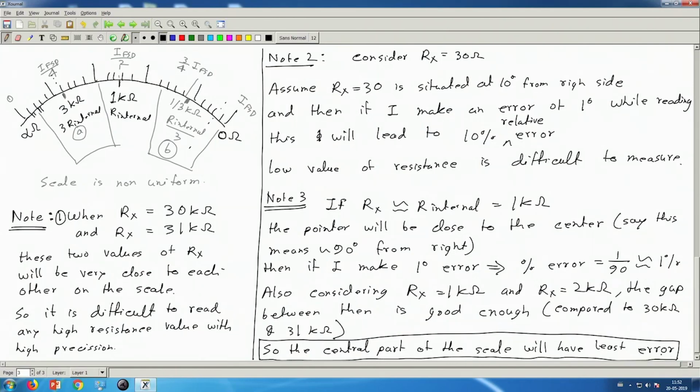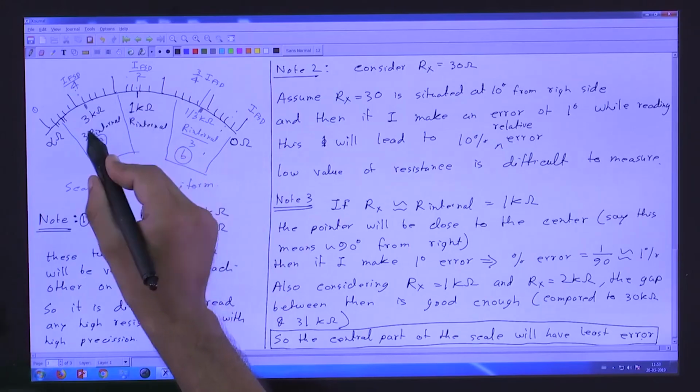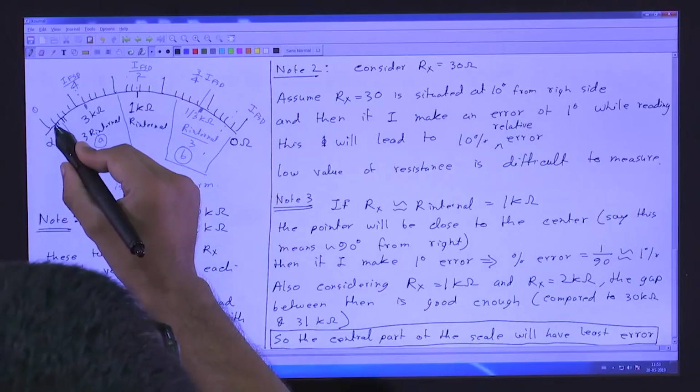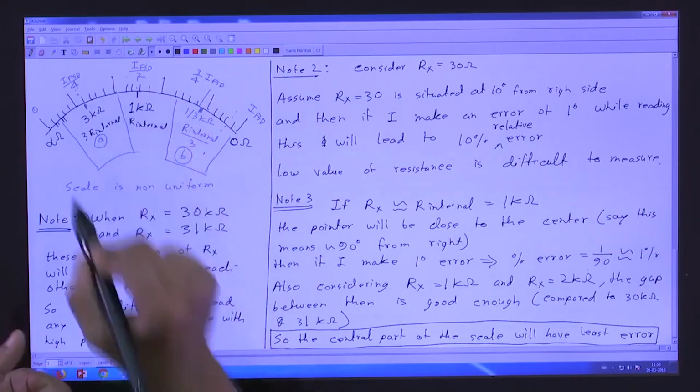Now next what we should do, therefore, depending on the value of the resistance that we want to measure, we should alter the markings of this scale. Okay, so if we want to measure, say, 10 kilo ohm resistance, or a resistance which is close to 10 kilo ohm, then we should somehow change the circuit so that 10 kilo ohm comes at the center. Okay. So this will be the focus of our next video.